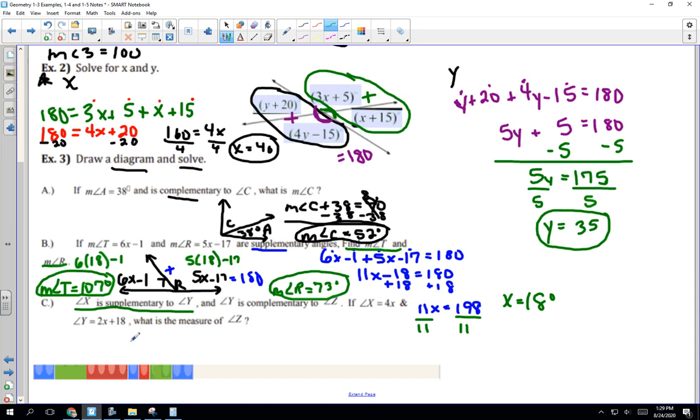They are supplementary, which means when we add them together, they equal 180. So X is 4x. So we'll call this angle X. Angle Y is 2x plus 18. When we add them together, they equal 180.